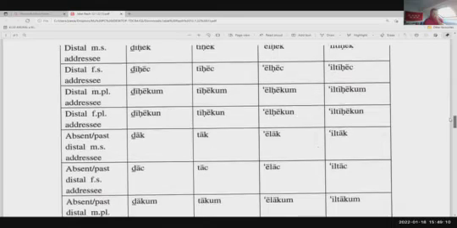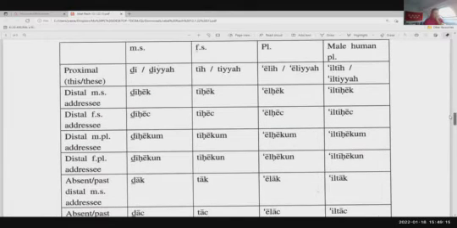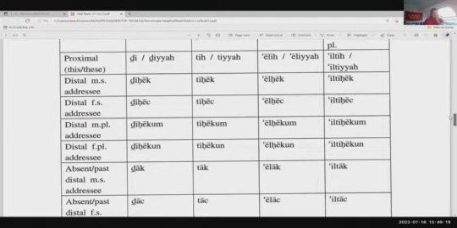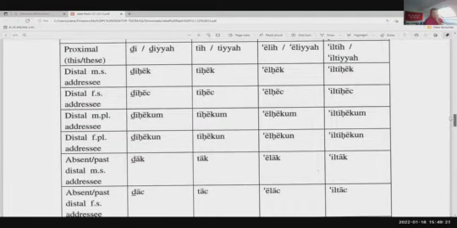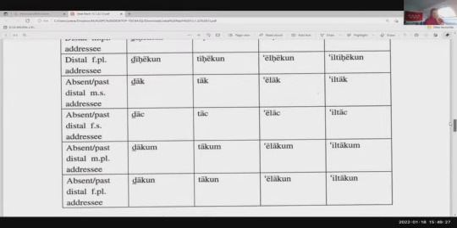So we've got proximal, distal. That's okay, we'd expect that. What's interesting is the addressee change. Then we've got absent or past distal, so very distal. So we'd have vek for this same object, which we were talking about in the past, or belongs to the past or is not in our presence.